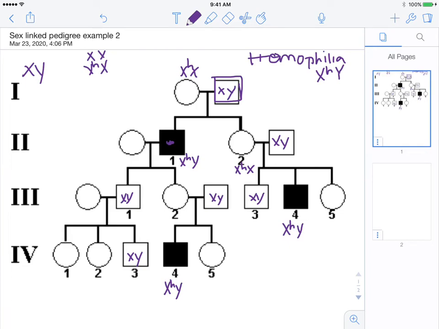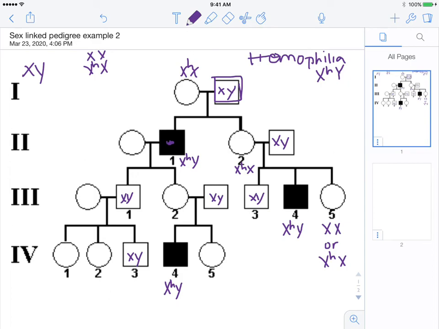Okay, now we can head over to individual number 5 in generation 3. She has a mom who's a carrier and a dad who is unaffected. But she doesn't have any children yet. We know that she got a regular X chromosome from her dad, but we don't know if she got an affected X chromosome from her mom or an unaffected. So we can say that she's XX or XHX. She may be a carrier, she may not. We don't know.